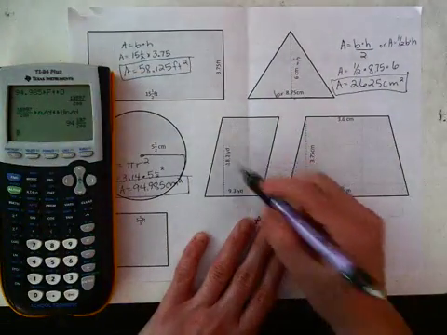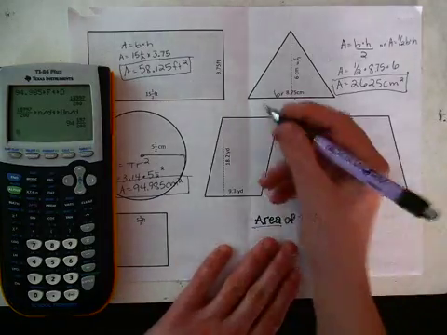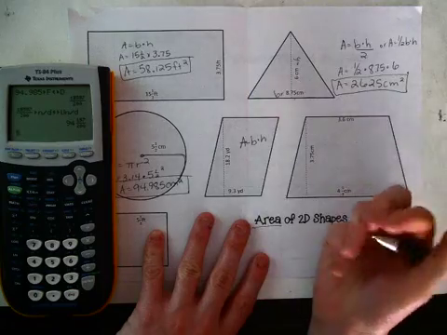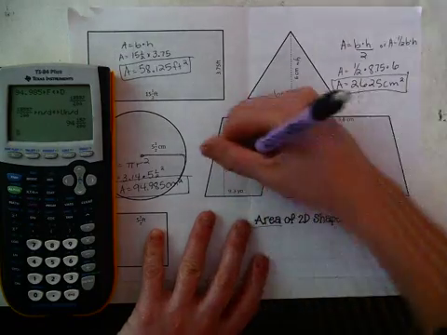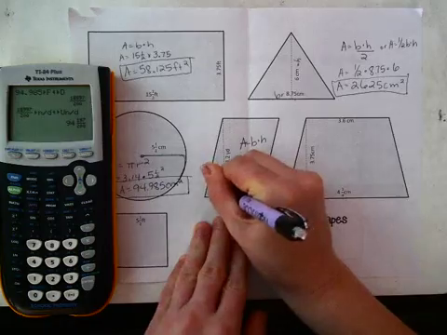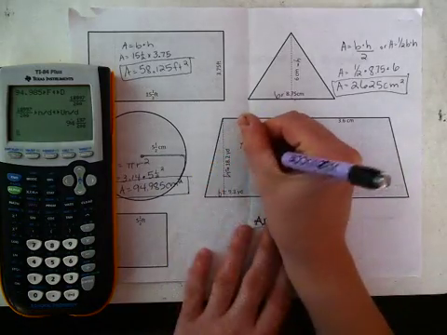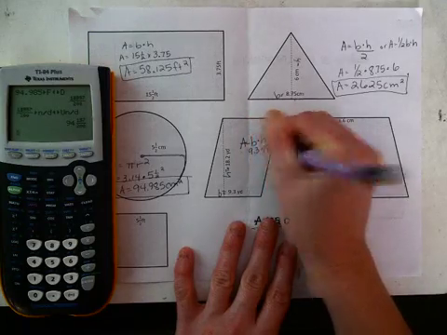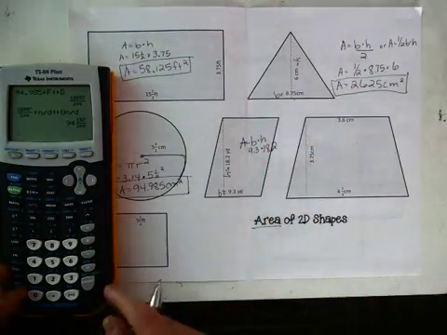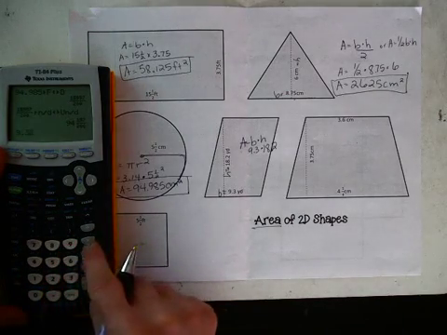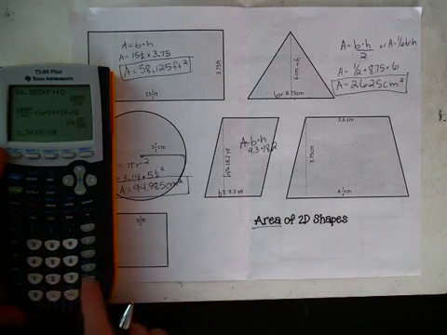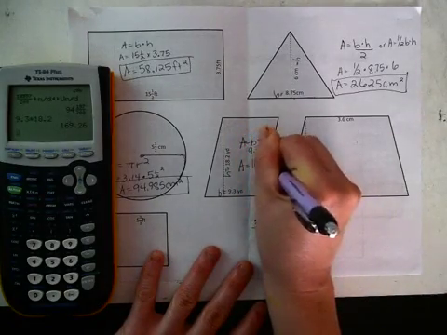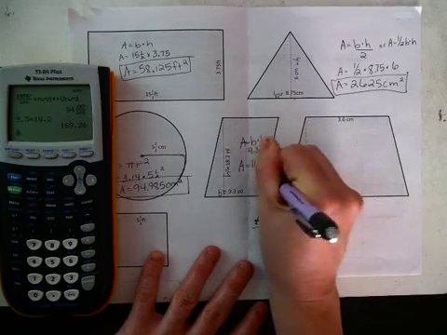All right. This right here is a parallelogram. The formula for a parallelogram is the same as a rectangle, so it's base times height. This is the height. This right here is the base. So 9.3 times 18.2. Area is 169.26 yards squared.